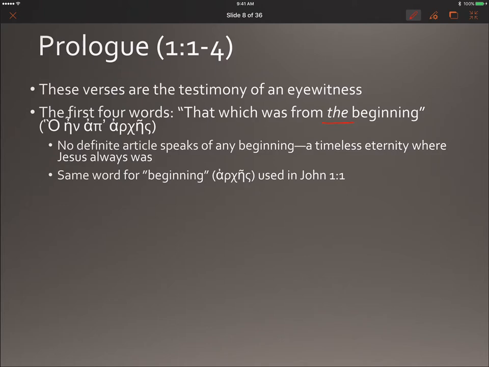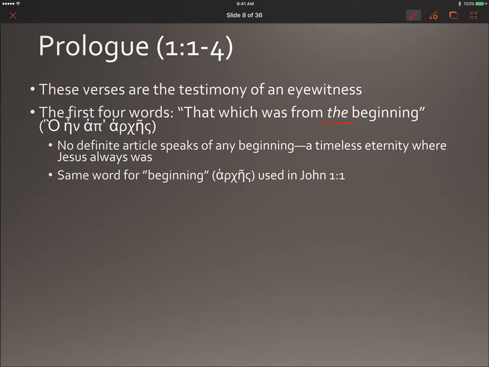Likely a timeless eternity. Okay, Jesus is timeless. If you go back to the beginning of John's Gospel, John chapter 1, you can turn there in your Bibles if you have it handy. But he says there that in the beginning was the Word, and the Word was with God, and the Word was God. The same was in the beginning with God.